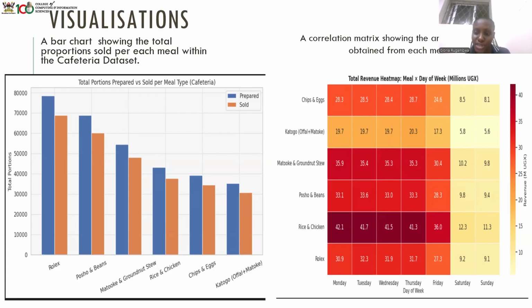So from our visualization, we are able to see that on Saturday and Sunday, revenue generated is less compared to the days during the week, because, as we may see, most students are not within the campus.